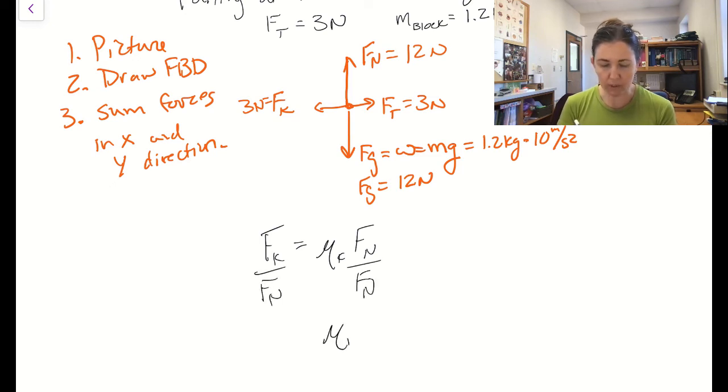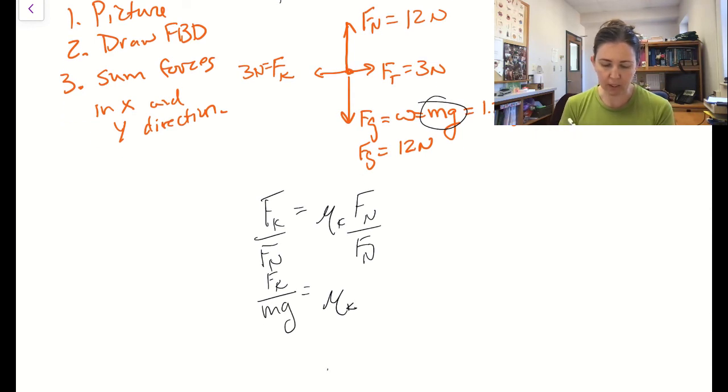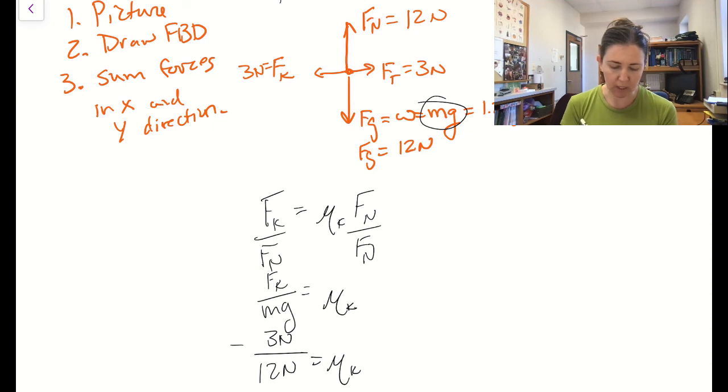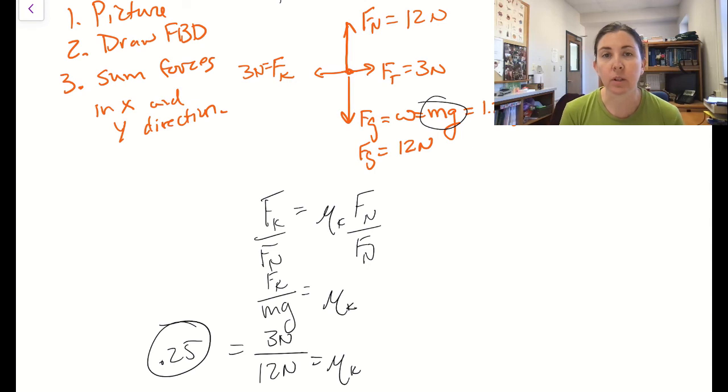I will always plug my numbers in at the very end, so I'm going to go ahead and call the normal force my weight, or mg. Then I end up with mu sub k is 3 newtons for my force of kinetic friction divided by 12 newtons, and I end up with a mu sub k of 0.25 as my coefficient of kinetic friction.